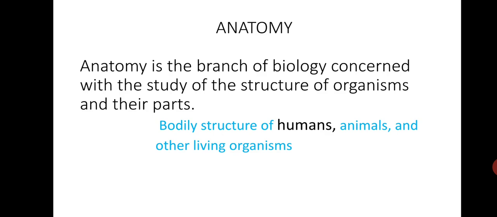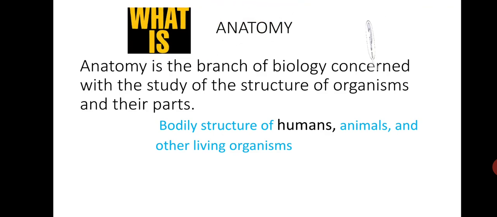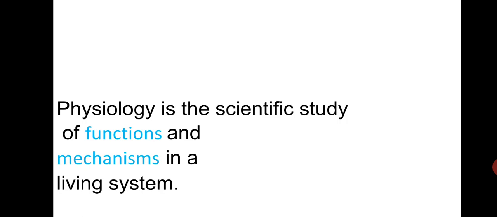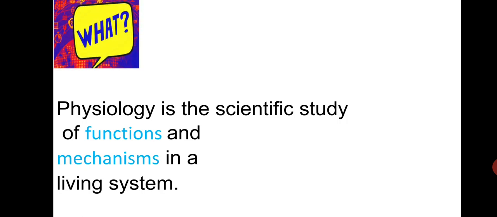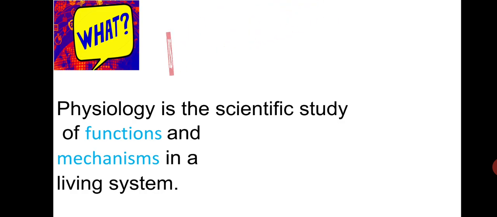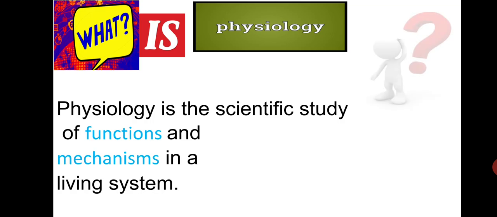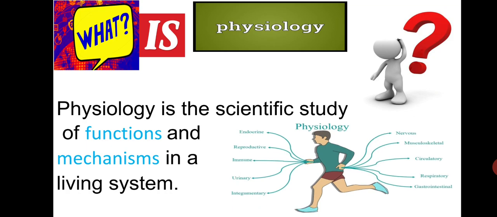First, what is anatomy? Anatomy is the branch of biology concerned with the study of the structure of organisms and their parts, meaning the bodily structure of humans, animals, and other living organisms. Now, what is physiology? Physiology is the scientific study of functions and mechanisms in a living system.